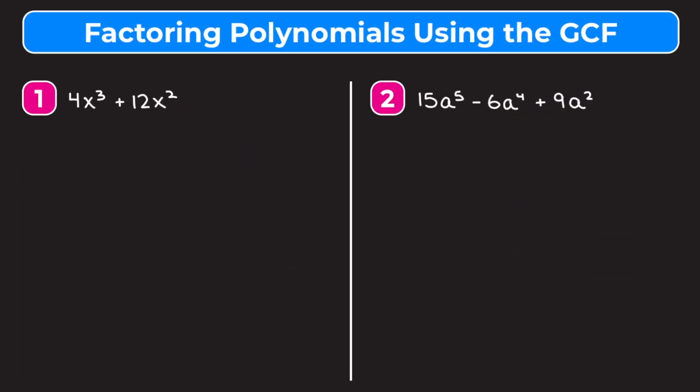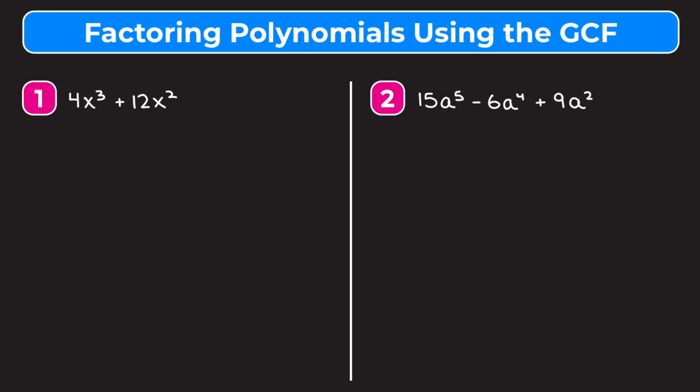In this video, we're learning how to factor polynomials using the GCF, or the greatest common factor. If you haven't already done so, I encourage you to watch our other video that explains how to find the greatest common factor of monomials, because you're going to have to understand those concepts in order to understand this video. So if you've already watched our other video, then we're ready to jump into example 1, which is 4x cubed plus 12x squared.